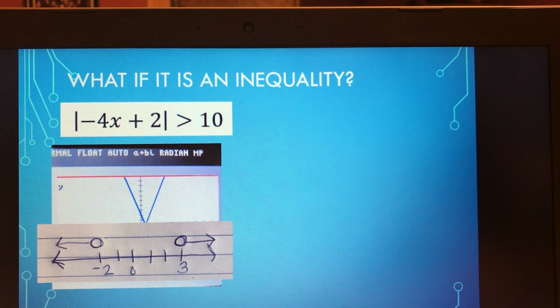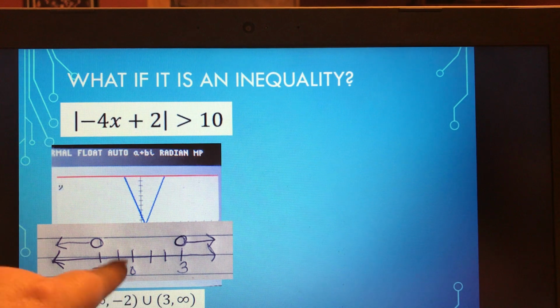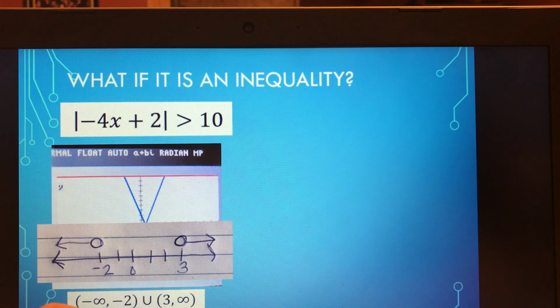Now, as we answer these, I want you to write your answer as a number line, also as interval notation. Notice -infinity to -2, union 3 to infinity. We do not have a bracket there, we have parentheses, and that's because it's not equal. All right, and then lastly, write it as an inequality. So this is our inequality notation. X is less than -2 or X is greater than 3.